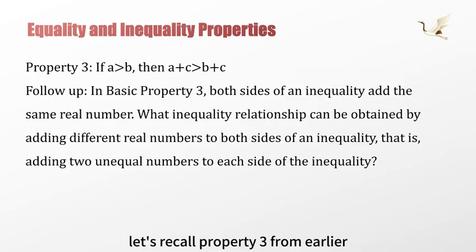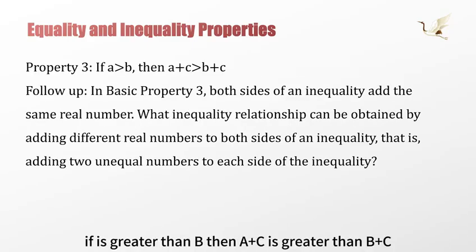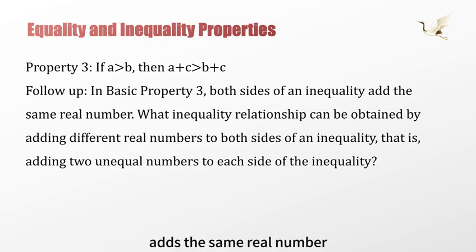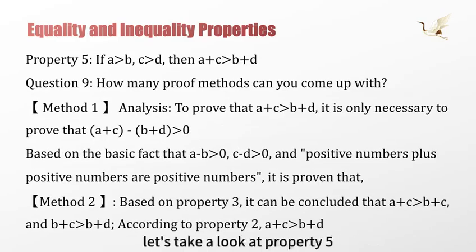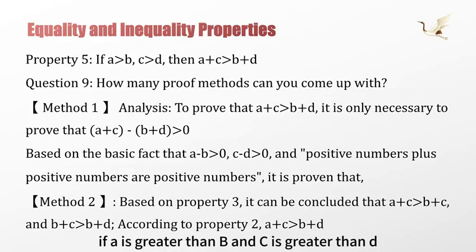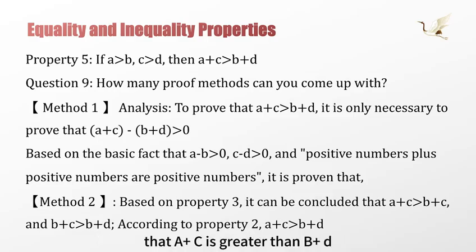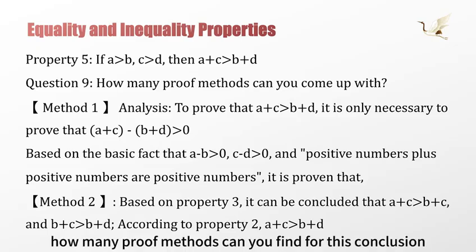Let's recall property 3 from earlier. If a is greater than b, then a plus c is greater than b plus c. This property adds the same real number to both ends of the inequality. What kind of conclusion would arise if different real numbers were added at both ends of an inequality? Let's take a look at property 5. If A is greater than B and C is greater than D, then there is a conclusion that A plus C is greater than B plus D. How many proof methods can you find for this conclusion?